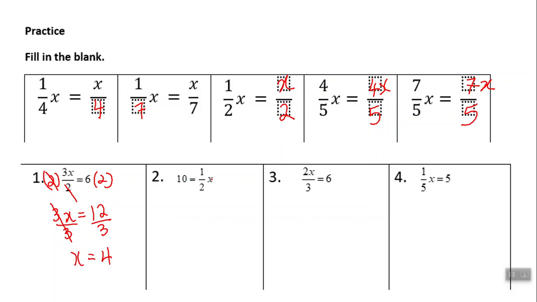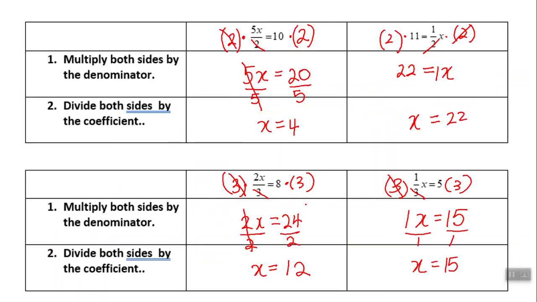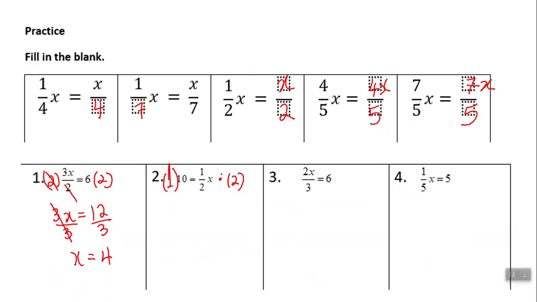10 equals 1/2 x. You multiply both sides by 2. And 2 and 2 are cancelled. 1x equals 2 times 10 is 20. And you can write x equals 20.